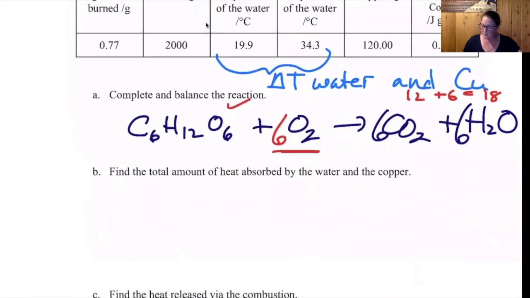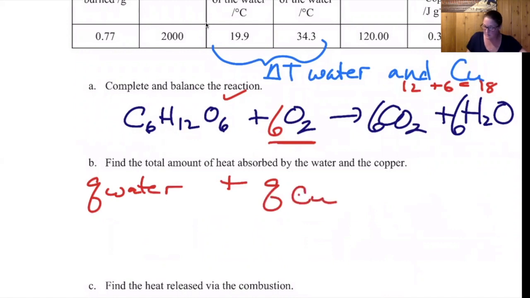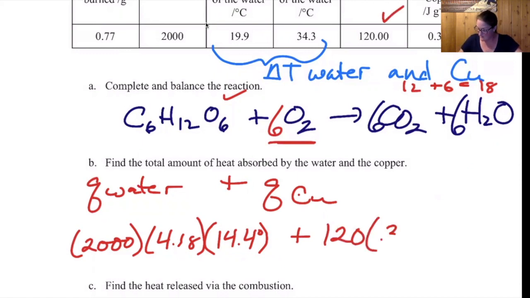Okay, now we want to find the total amount of heat absorbed by the water and the copper, which means I want to do Q of the water, and I'm going to add it to Q of the copper. For the water, we had 2,000 grams of it. Water, as we know, has a specific heat capacity of 4.18. The change in temperature of the water went from 19.9 to 34.3. So 34.3 minus 19.9 gives me a change in temperature of 14.4 degrees. For the copper, we have 120 grams of copper. Specific heat capacity of copper is 0.385. And it has the same change in temp of 14.4.